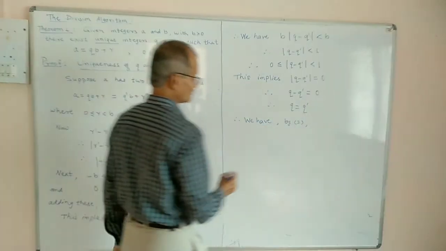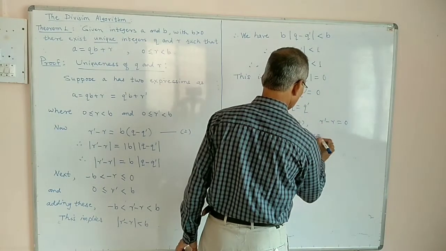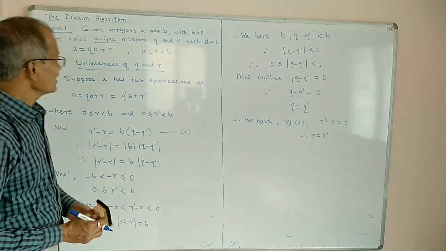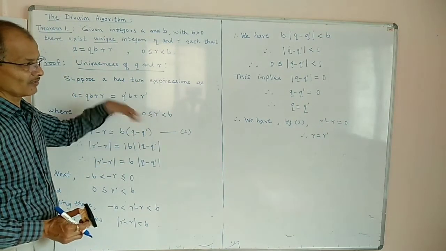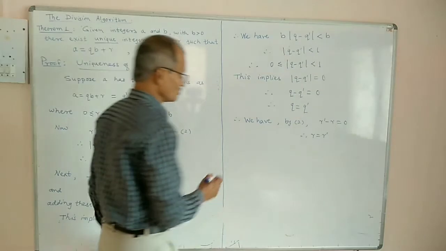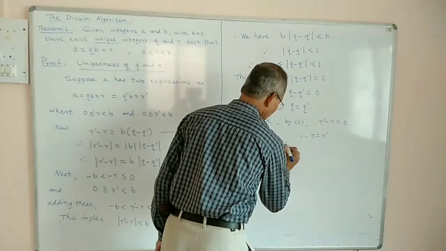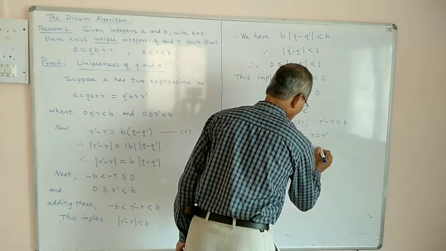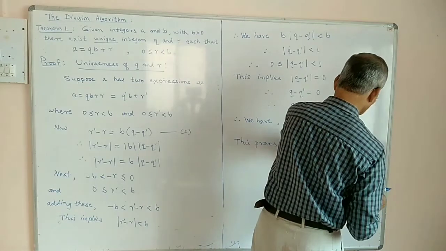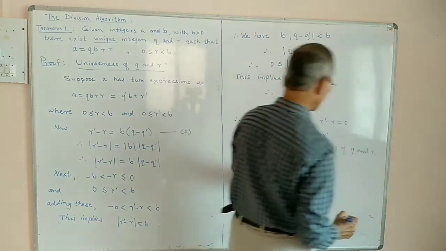R dash minus r is 0, and this implies r is equal to r dash. Thus q is equal to q dash and r is equal to r dash, which means the pair q and r is unique. If you assume a different pair q dash, r dash, then it is the same as the original pair. So this proves the uniqueness of q and r. And thus now the theorem is complete.